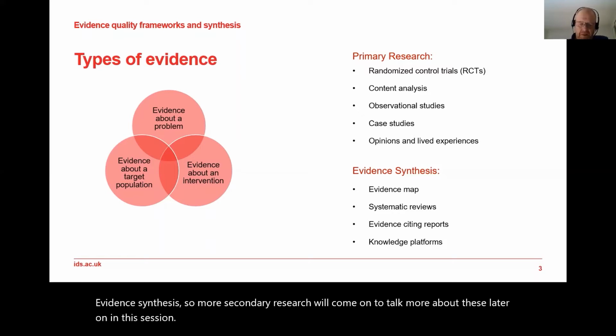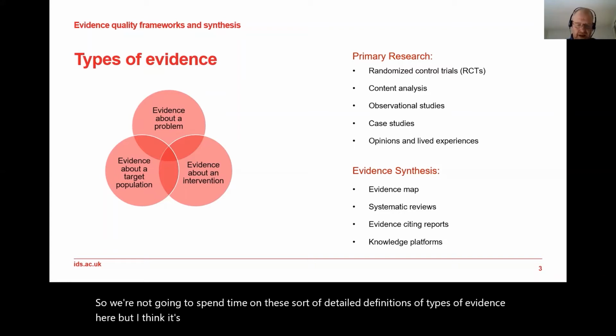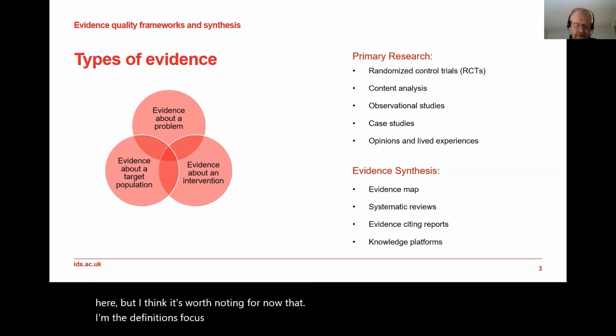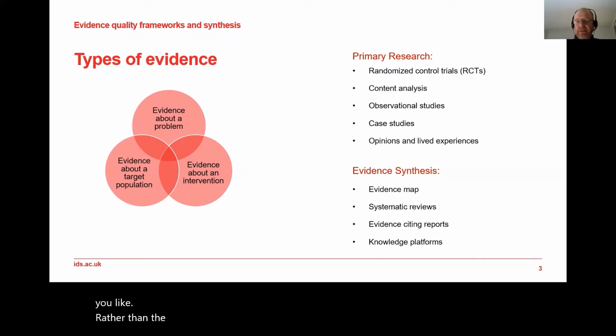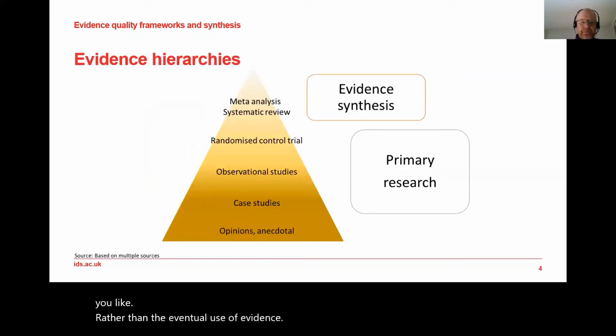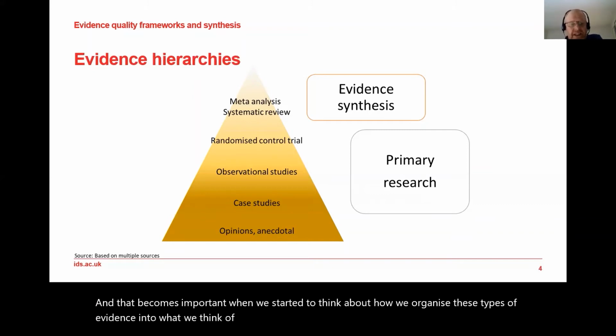So we're not going to spend time on these sort of detailed definitions of types of evidence here, but I think it's worth noting for now that the definitions focus on methods. They focus on the approach taken or the study design, if you like, rather than the eventual use of evidence. And that becomes important when we start to think about how we organise these types of evidence into what we think of as good quality or poor quality evidence.